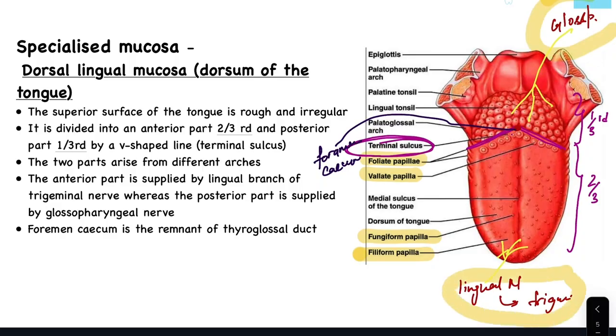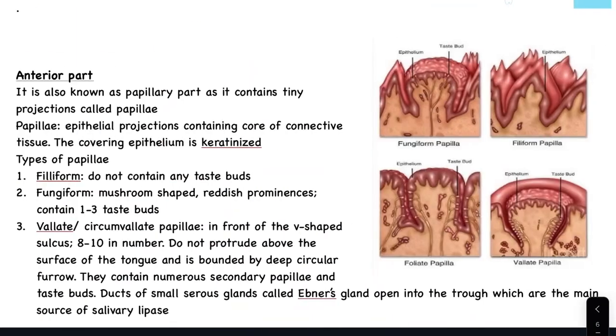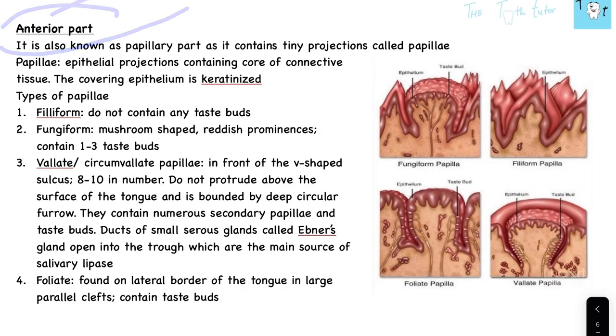Now moving ahead, this was the basic structure. I'm talking in detail about the anterior part. The anterior part is also known as the papillary part. It contains tiny projections called the papillae. So what are papillae? Papillae are epithelial projections containing a core of connective tissue. This is the definition of papillae. What this basically means is they are just projections of the epithelia, something that is kind of coming out, and then the core of the papillae is made up of connective tissue.